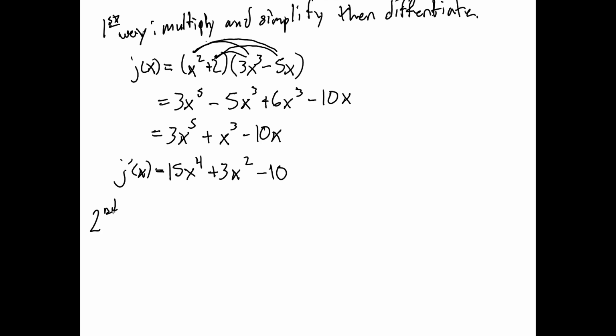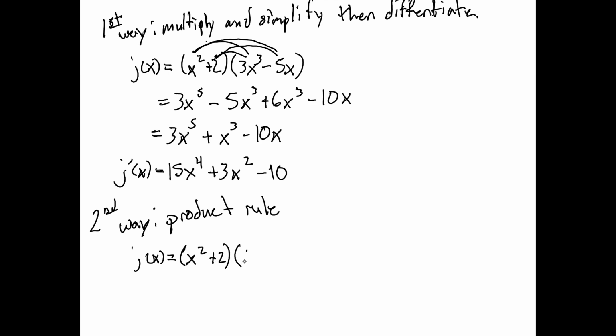It's just more involved. So second way is the product rule. So we have that j of x equals x squared plus 2 times 3x cubed minus 5x.